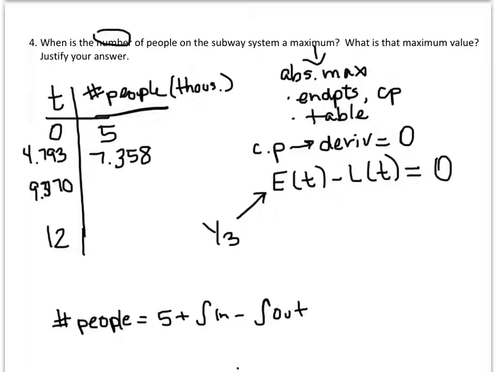Now I'm going to test 9.370. And at that time, I find that there are, I keep forgetting to add 5, so don't forget to do that, 7.033, so 7,033 people. And now let's check for 12. And at time 12, there are 7.779, so 7,779 people.